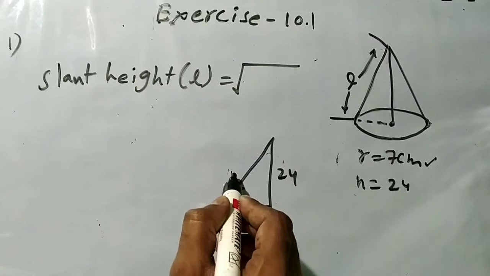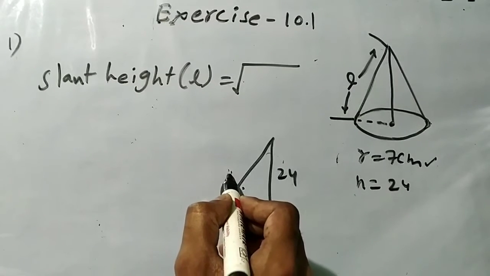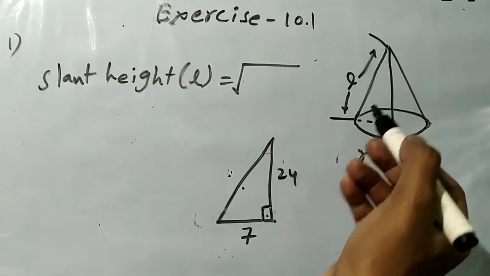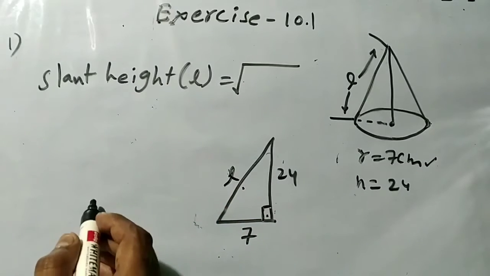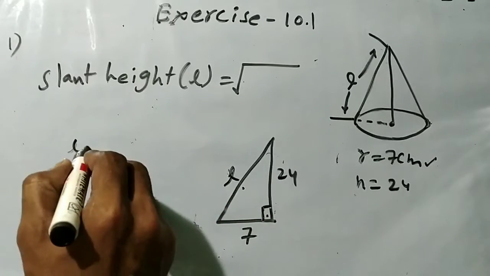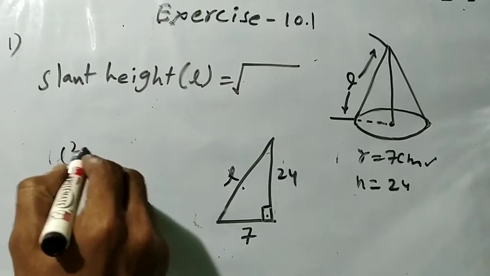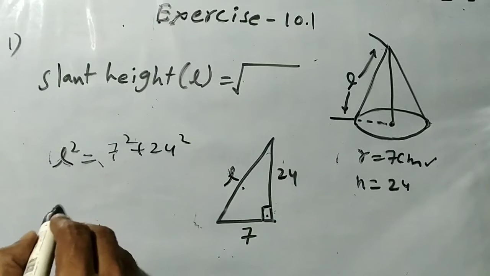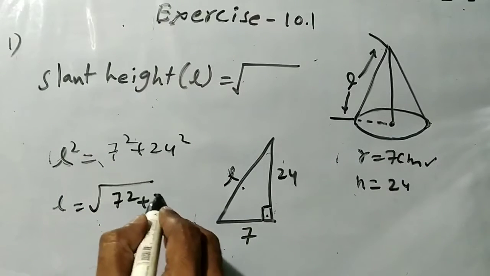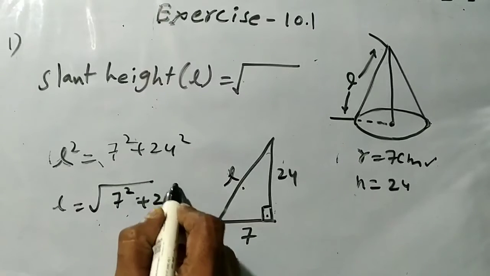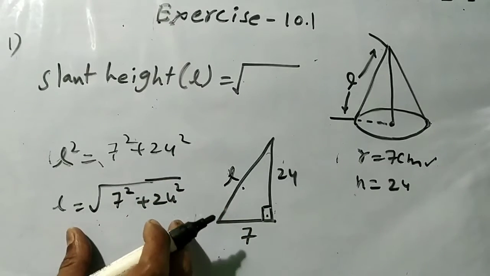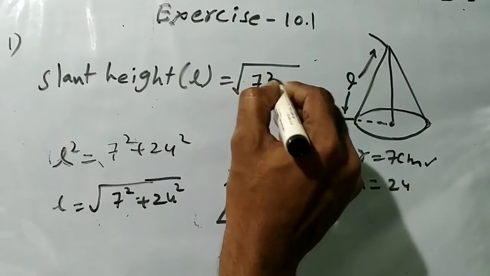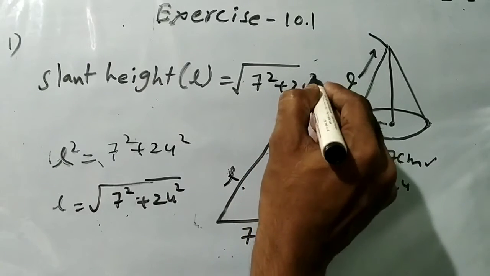We can know that the hypotenuse can be considered as the slant height in the right circular cone. So here this is L. We know that L square is equal to 7 square plus 24 square. This is the Pythagoras theorem. So L is equal to the square root of 7 square plus 24 square. This same formula we have to substitute here: L is equal to the square root of R square plus H square, that is 7 square plus 24 square.